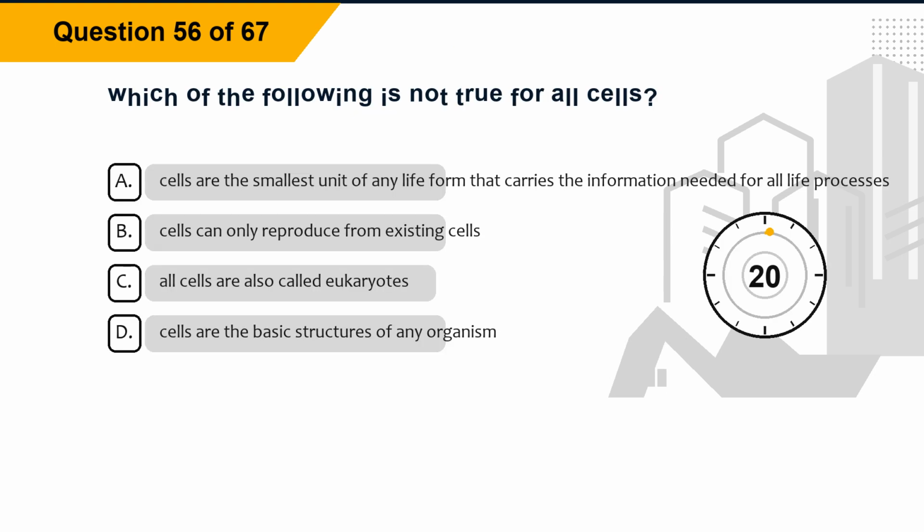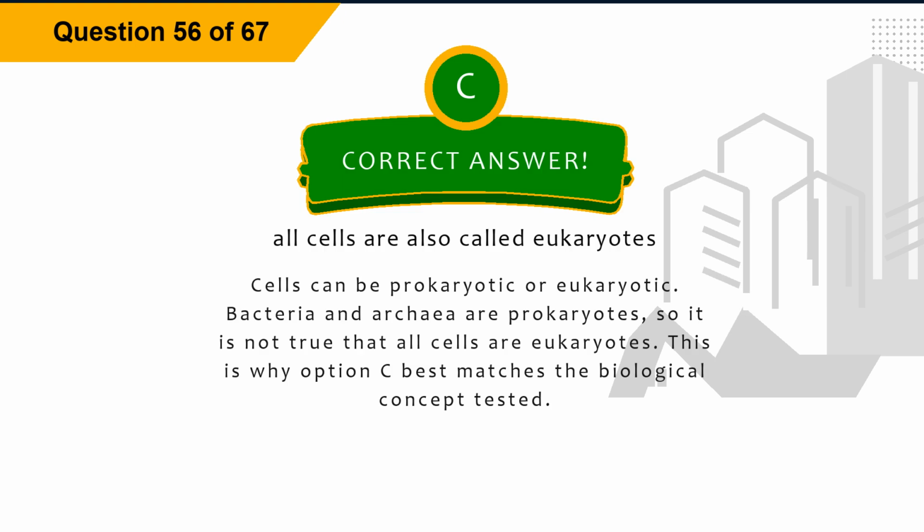Question 56. Which of the following is not true for all cells? Option A. Cells are the smallest unit of any life form that carries the information needed for all life processes. Option B. Cells can only reproduce from existing cells. Option C. All cells are also called eukaryotes. Option D. Cells are the basic structures of any organism. The correct answer is option C. All cells are also called eukaryotes. Explanation. Cells can be prokaryotic or eukaryotic. Bacteria and archaea are prokaryotes, so it is not true that all cells are eukaryotes. This is why option C best matches the biological concept tested.